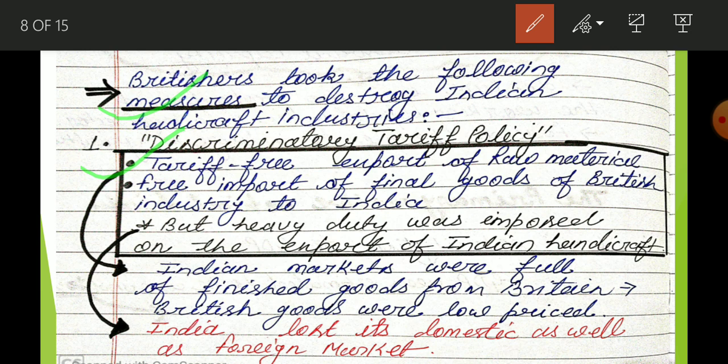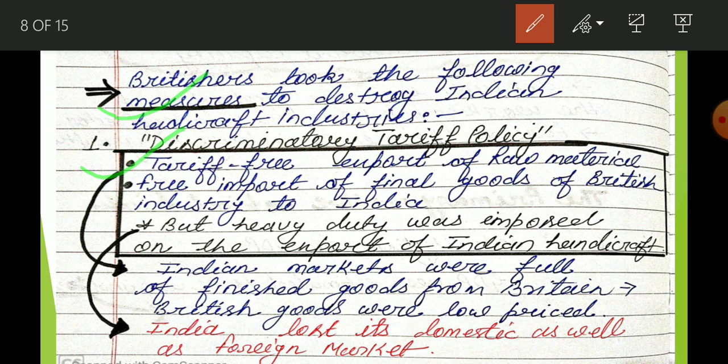And they have to not pay any tax on it. When they are going back with this raw material, they do not have to pay any tax on it. So in this way, there is tariff-free export of raw material. So this was one thing, okay.